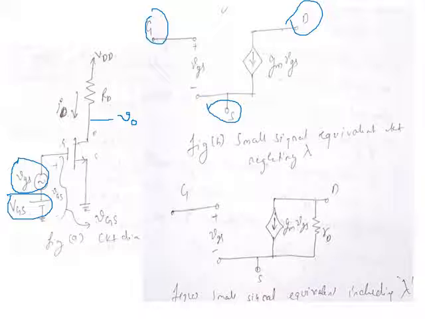Since the output current is a function of the input voltage, the MOSFET is called a voltage controlled device. It is also called a voltage controlled current source. Why current source? Because with this voltage I am able to change the current flow, correct? Hopefully this point is very clear. The MOSFET is a voltage controlled current source.